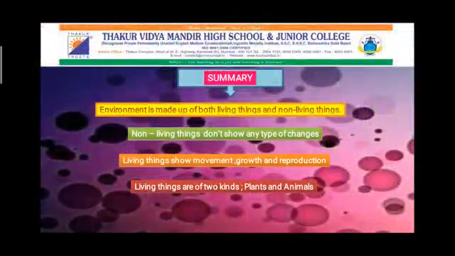Let us summarize what we learned in this session today. Environment is made up of both living things and non-living things. Non-living things don't show any type of changes. Living things show movement, growth, and reproduction. Living things are of two kinds, plants and animals.